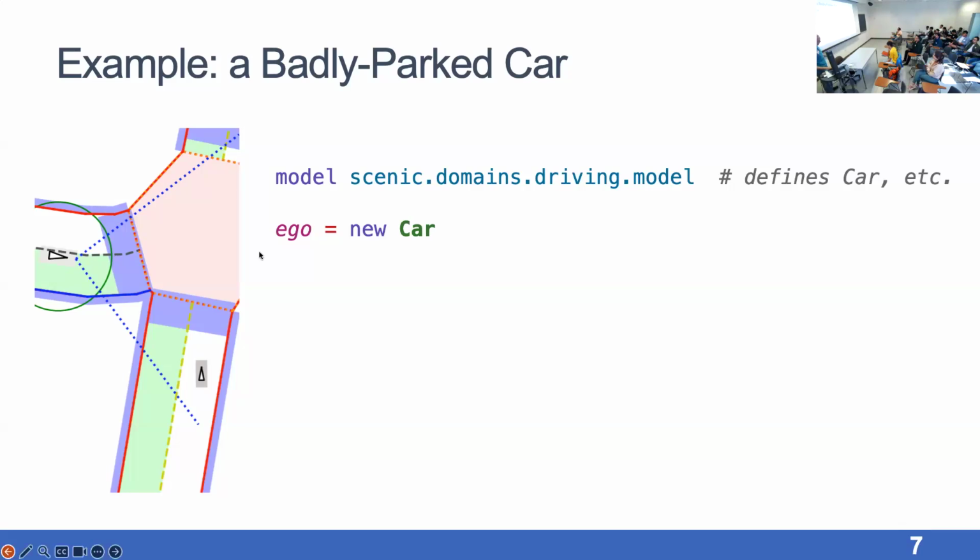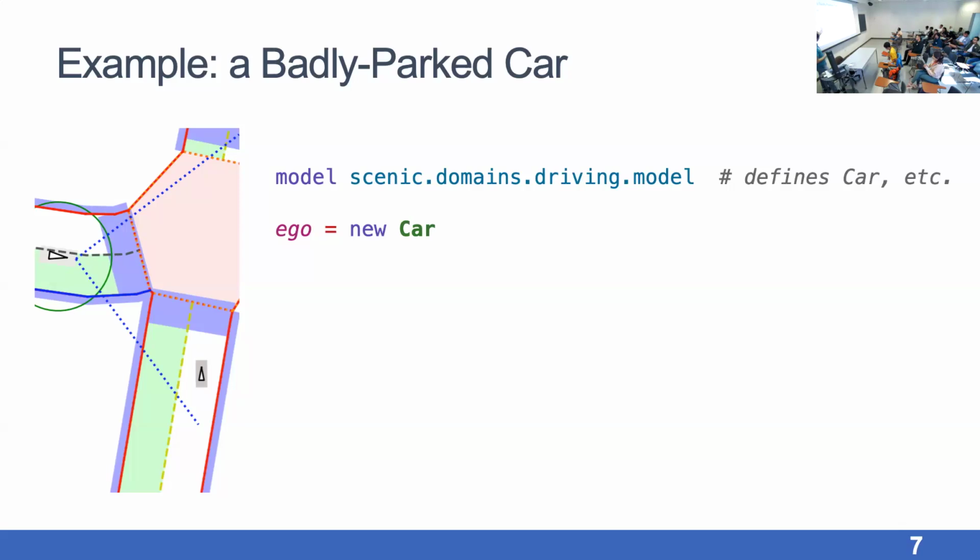Okay, so notice here that we haven't said anything about where this car should be located, what color it should be, etc. So all of those properties, the distribution that Scenic will use on those comes from the car class. So we'll take a look at the definition of the car class later on. Basically, when you're defining this class, you can say, okay, the default position for a car should be this distribution.